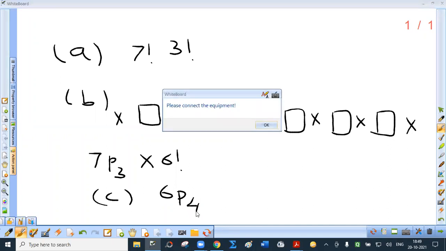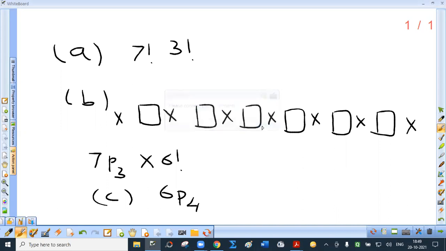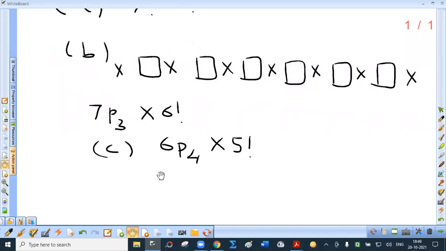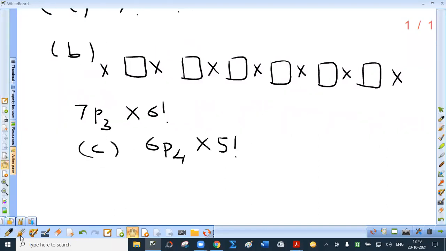After that, we are left with how many? We are left with 5 letters. So they can be arranged in how many ways? 5P5, that is 5 factorial ways. So this is part C. Don't worry, we are going to write a detailed solution. At that time, I'll explain this part again.